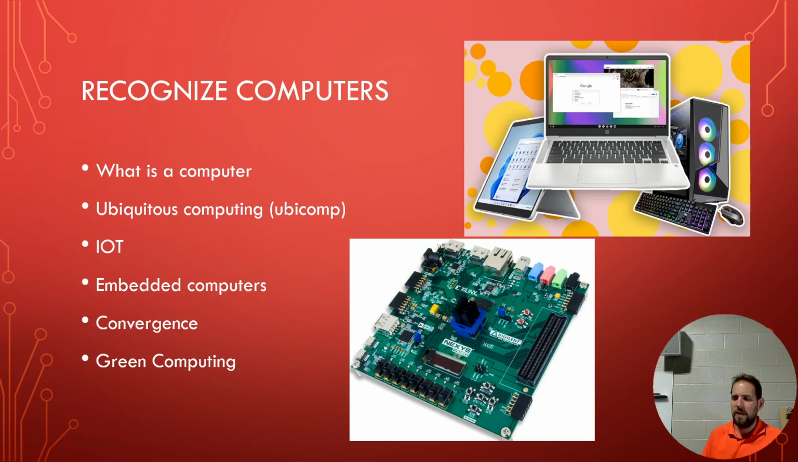And the last topic for recognizing computers is what is green. This is the efficient and eco-friendly use of computers and other electronics. Using computers to be more efficient, basically. And home automation is a great example, if you don't do it correctly.